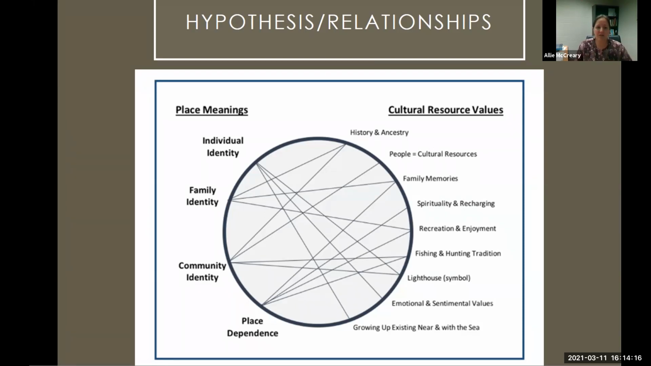growing up near the sea, versus people who rate strongly with family identity. Perhaps they're going to be most tied to things related to history and ancestry and family memories. So just an example here of how you can start to actually visualize and represent even things like relationships between different variables in your study.